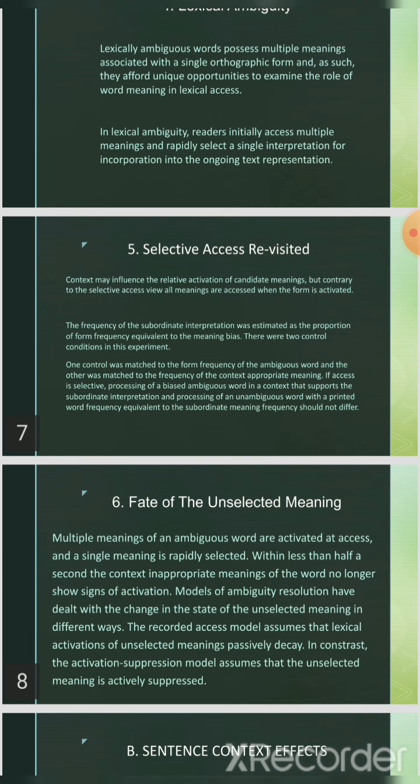If access is selective, processing of a biased ambiguous word in a context that supports the subordinate interpretation, and processing of an unambiguous word in a printed word frequency equivalent to the subordinate meaning frequency should not differ.